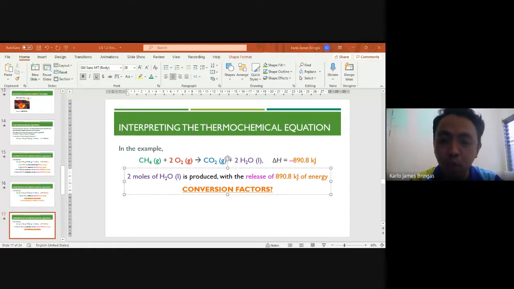You might choose to type your conversion factors sa chat box. Or pwede rin naman na i-unmute yung sarili nyo to state it out. So just give one. Just one conversion factor.